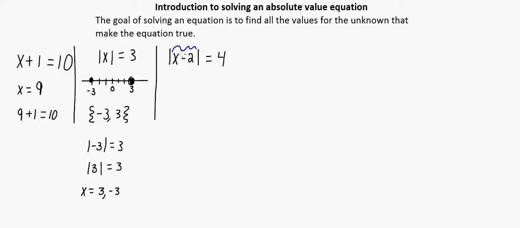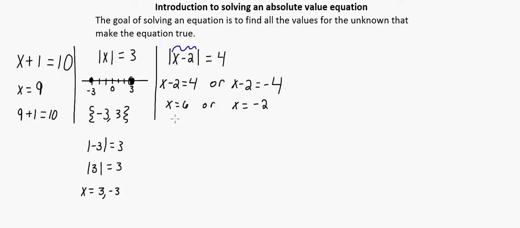So let's do exactly what I said. What's inside here has to equal 4, so x minus 2 has to equal 4, or x minus 2 equals negative 4. And I can solve both of these equations. Add 2 to both sides, I have x equals 6. Add 2 to both sides, I have x equals negative 2. So here are my solutions to the equation, the absolute value of x minus 2 equals 4. I have x equals 6 or x equals negative 2.